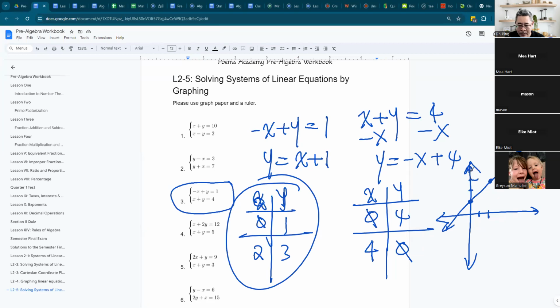1, 2, 3, 4, and 4 comma 0 here. So it's going down like this. You can see that this point is close to 1.5, and because I'm not graphing correctly, I can be off, but I can always check back in here. If my x is 1.5, then negative 1.5 plus y equals 1, then y has to equal 2.5. And 2.5 plus 1.5 is indeed 4. So at least it gives me the ballpark. But if you use the graphing paper and ruler, you can get that very accurately.